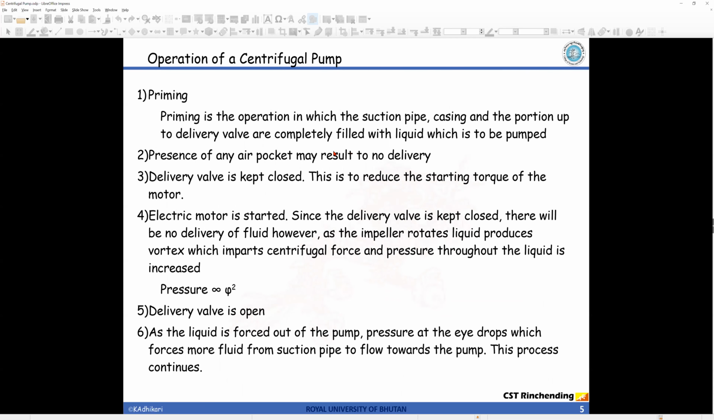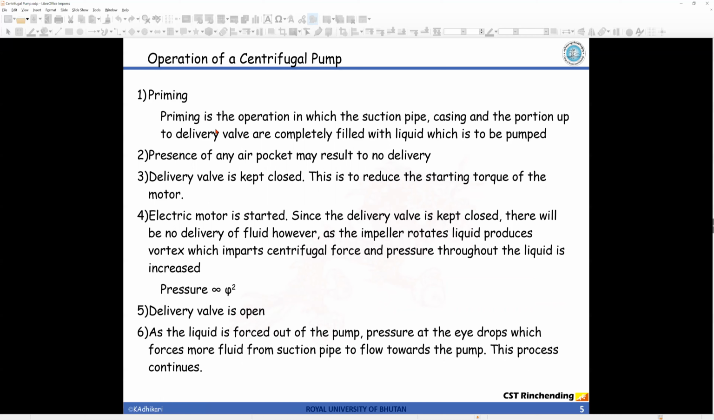Okay, now I will give you a brief on how a centrifugal pump works. The first step in any centrifugal pump is priming. Priming means removing all the air present inside the pump. If there is air inside the pump, then the pump will not function. So the first step in the operation of a centrifugal pump is priming.